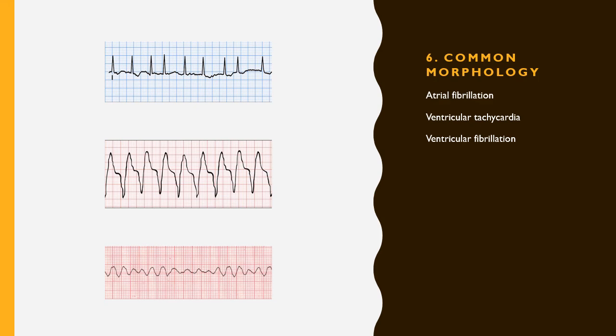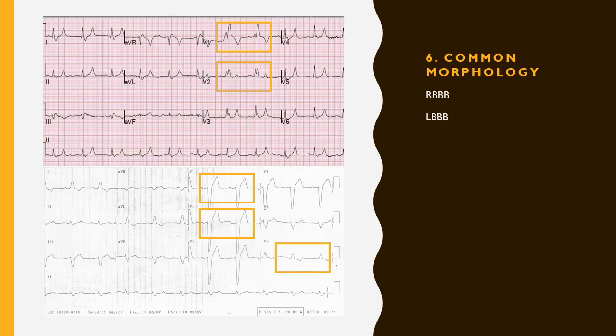AFib is actually relatively common. Bundle branch blocks are pretty neat. The right bundle on top will present with this wide RSR prime pattern in V1 or V2, colloquially called bunny ears. The left bundle on the bottom presents with this wide R wave in V5 or V6 and huge and wide Q waves, downward reflections in the anterior leads. RBBBs can be benign, but new LBBBs can indicate ischemia and warrant more detective work or investigation.